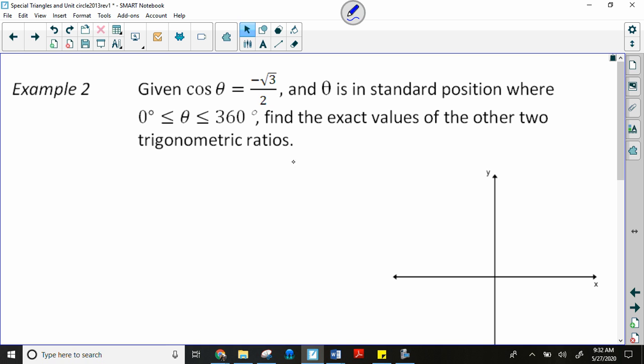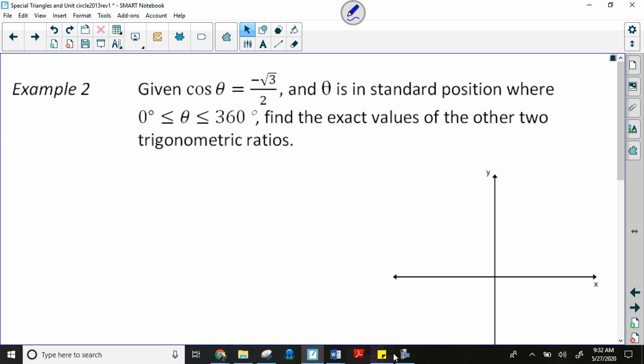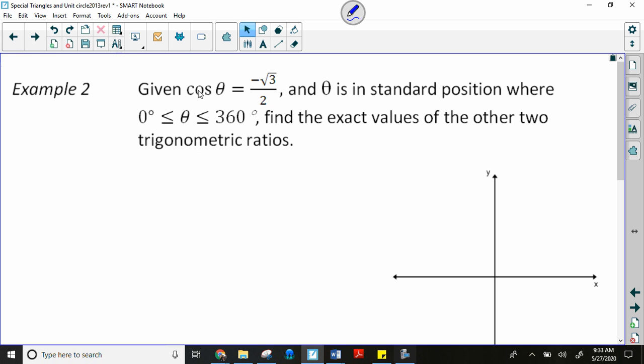Okay, so I had to pause that because my brain was getting ahead of me. First of all, cos. What is our relationship with cos? Cos is adjacent over hypotenuse.